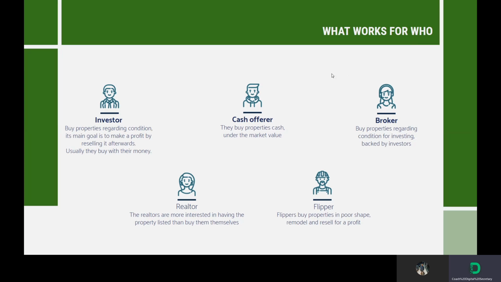What works for who? As you can tell, okay, there are five different types of investors. Okay, we work for five different types of investors. We have the investors. They buy properties regarding condition. Okay, they usually do it with their money. They buy the properties. They wait for the properties to reach a certain price, and then they resell it. Okay, they make a profit by letting the property gain some more money on the market.